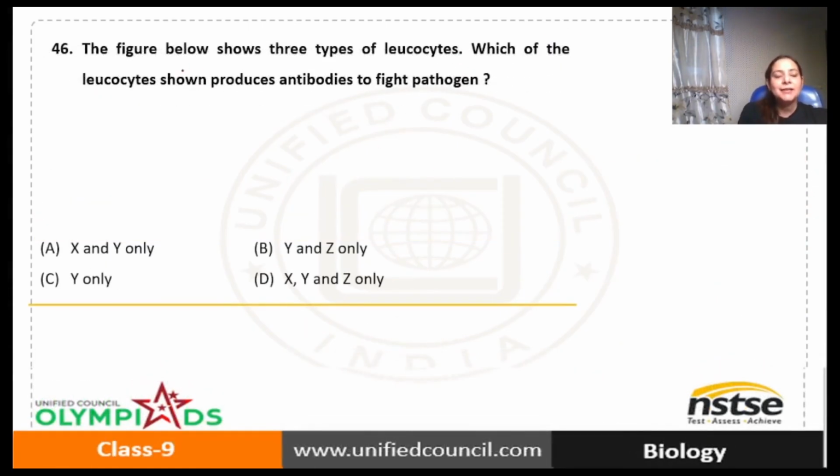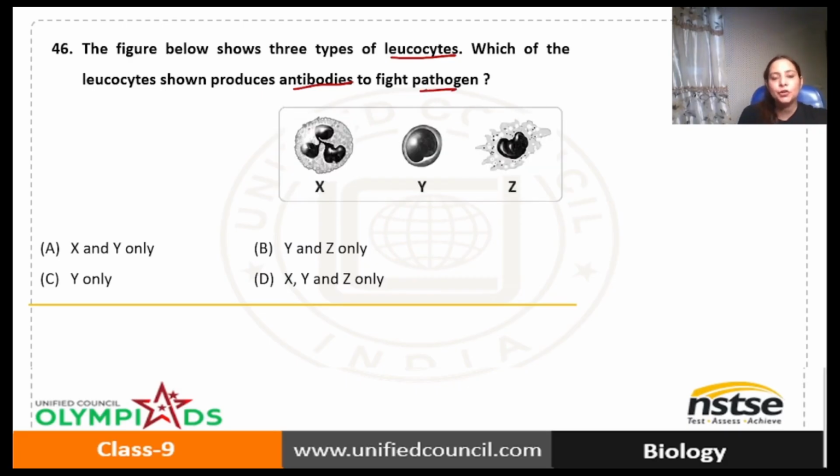Next question says, the figure below shows three different types of leukocytes. So you have three different types of leukocytes. Which of the leukocytes shown produces antibodies to fight pathogens? Here you have the picture. So you have three types of leukocytes. I hope you all know, if we talk about blood, blood has three types of cells in it: RBCs, WBCs and platelets.